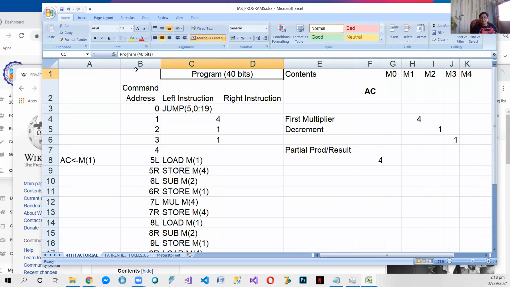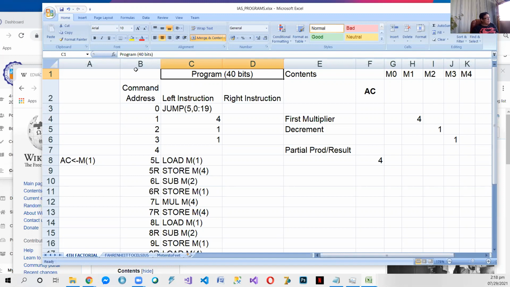Nowadays we are using 64 bits. Do you follow? During those times, von Neumann used 40 bits because precision is also important, which means that it must be able to compute very large values and very small values. So it needs 40 bits.